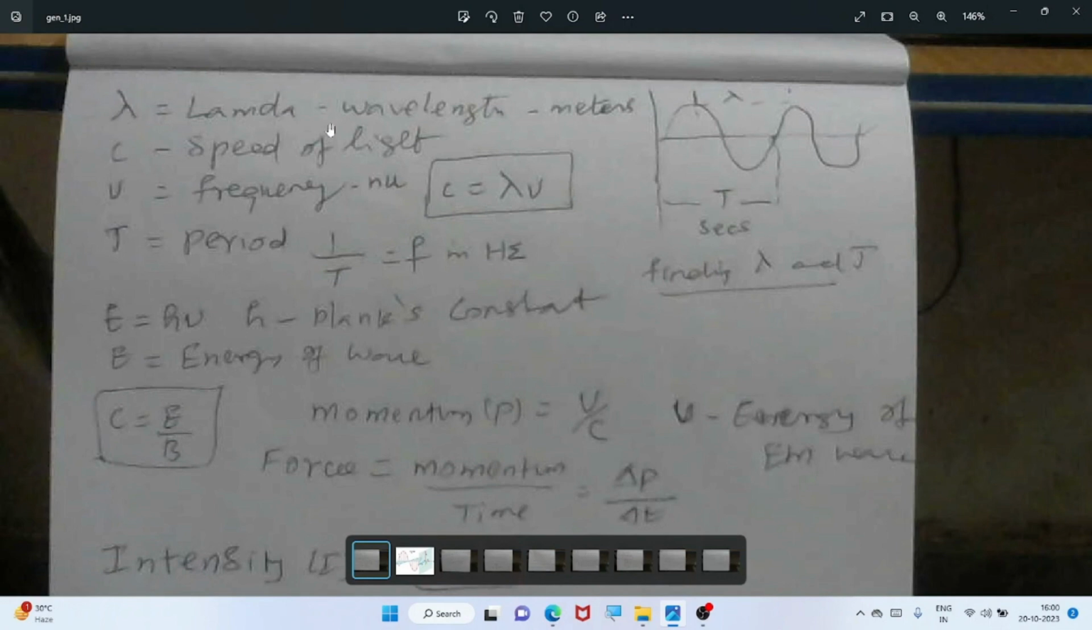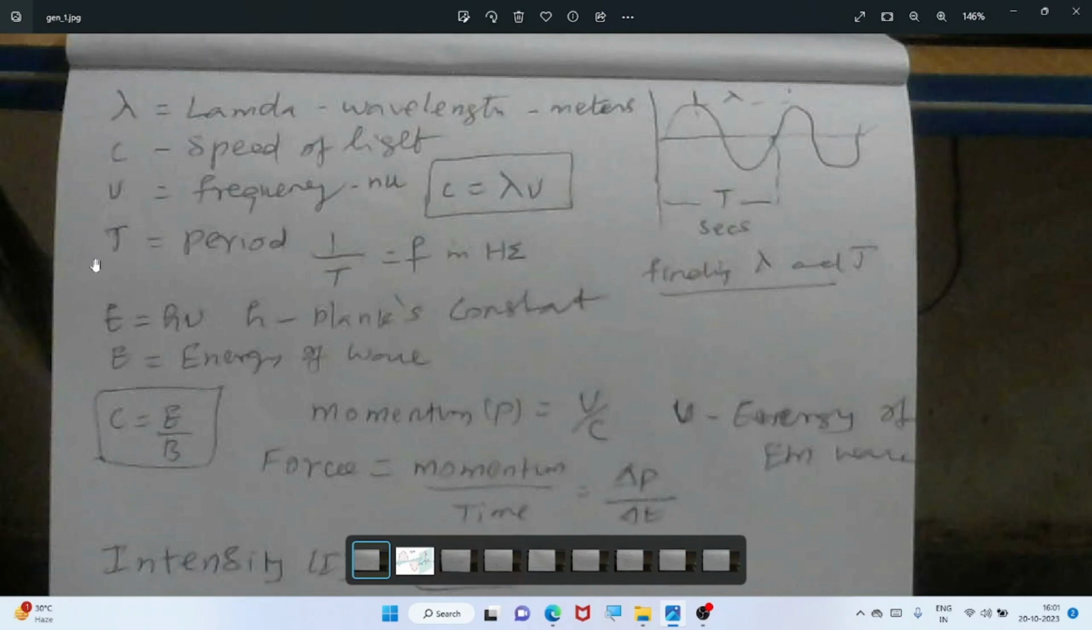So lambda is the wavelength, that is in meters. c is the normal speed of light, and this is not v, it is mu, that is frequency. It looks like v. T is the time period, so 1 by T is the frequency. You can say f also. This is the speed of light, and this is the frequency of the wave, and you can also use f for the frequency, whose unit is hertz. T is in seconds, frequency is in hertz, and lambda is in meters.